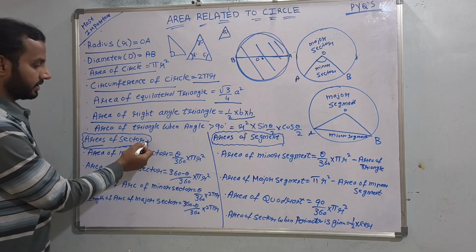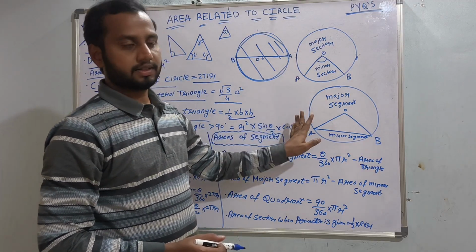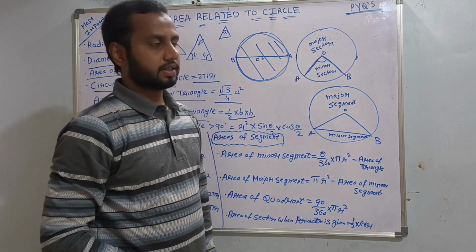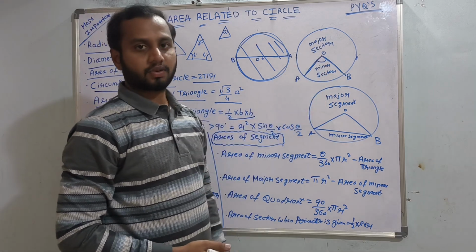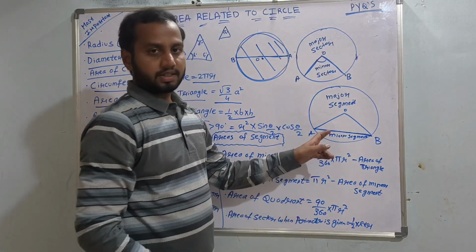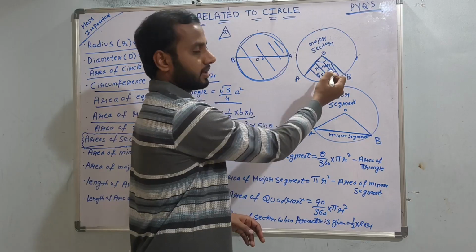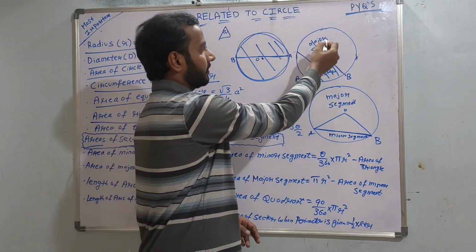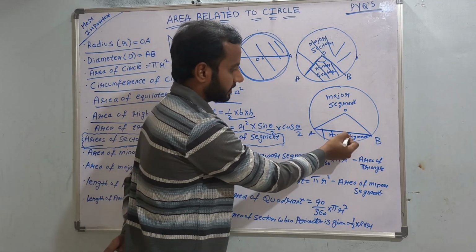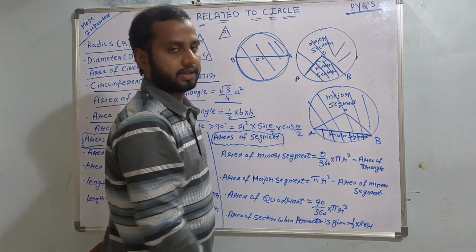Now, most important are the sector as well as the segment. Before going to them, let us know what a sector and a segment are. If the radius is dividing the circle, it is called a sector. If a chord is dividing the circle, it is called a segment. The smaller part is called the minor sector, the bigger part the major sector. Similarly, the smaller part is called the minor segment, and the bigger part the major segment.